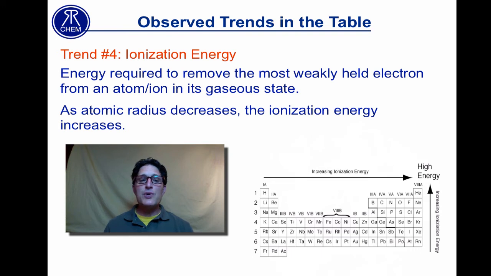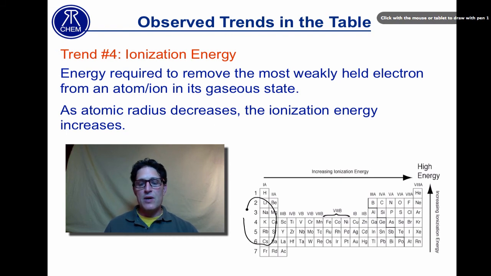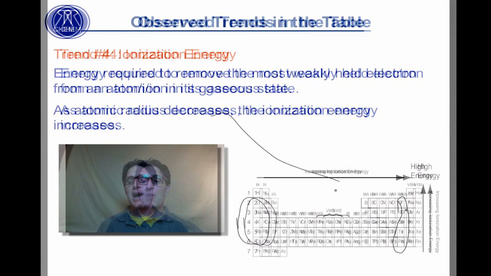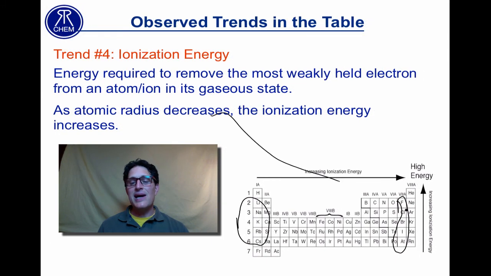The opposite should be true, that as atomic radius increases, the ionization energy would decrease. So that means that elements with large atomic radii, like these metals over here, would not have a difficult time getting rid of their outermost electron and would have a low ionization energy. Elements with small atomic radii would have a much higher ionization energy because their nucleus is able to hold on to those electrons more closely and therefore make it more difficult to get rid of an electron.